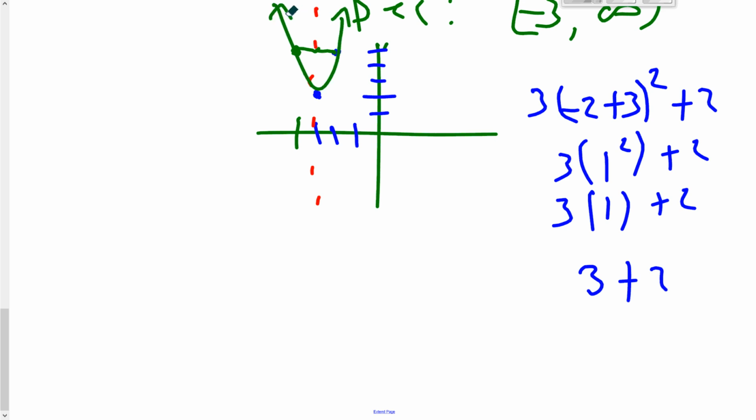So there's the graph for that. So there is 21 and 23. There it is.